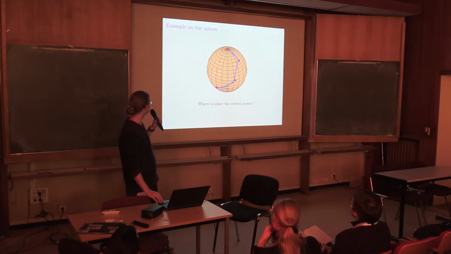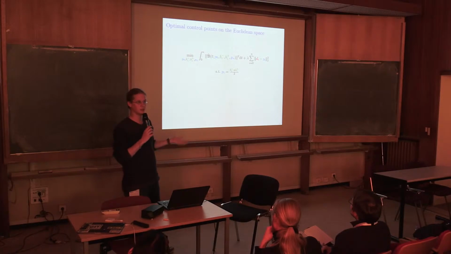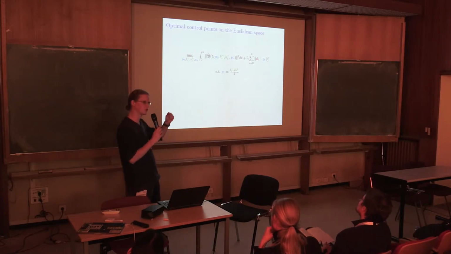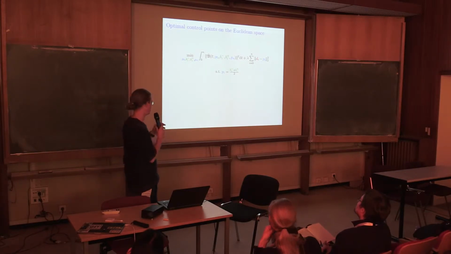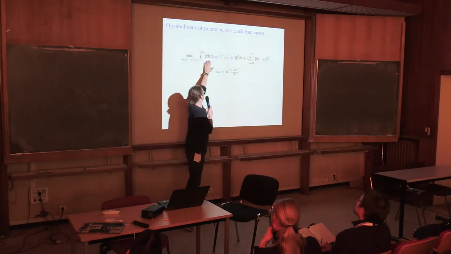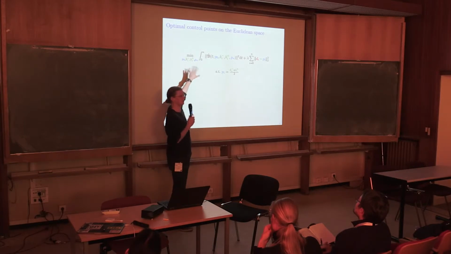So to do so, we decided to minimize the mean square acceleration of the curve, such that the curve doesn't turn too fast on the manifold. So here you have the Bezier spline, and you take the second derivative. Here we are on the Euclidean space. You will see why after.